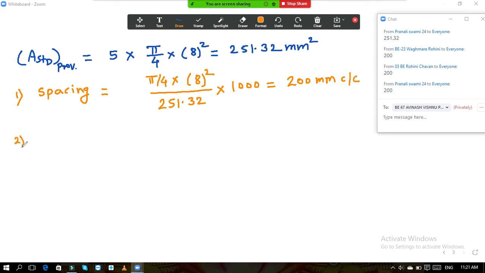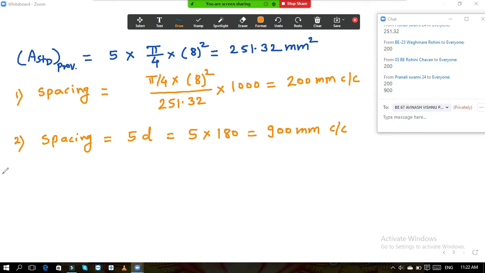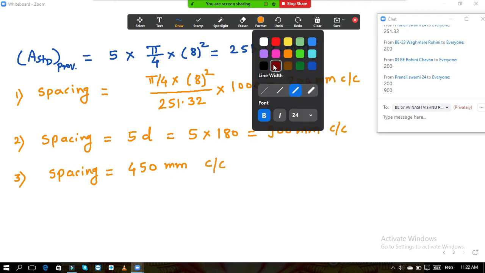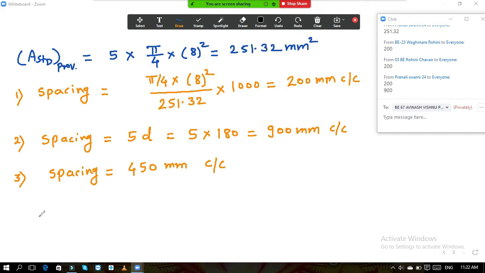Now second thing is spacing. You should calculate. How much is it now for distribution steel? It is 5D. So 5 into effective depth, which is 180. So do this calculation. It is 900 mm, I think. And third thing, in no case you should provide spacing more than 450 mm center to center. So we need to take the minimum value for the spacing.